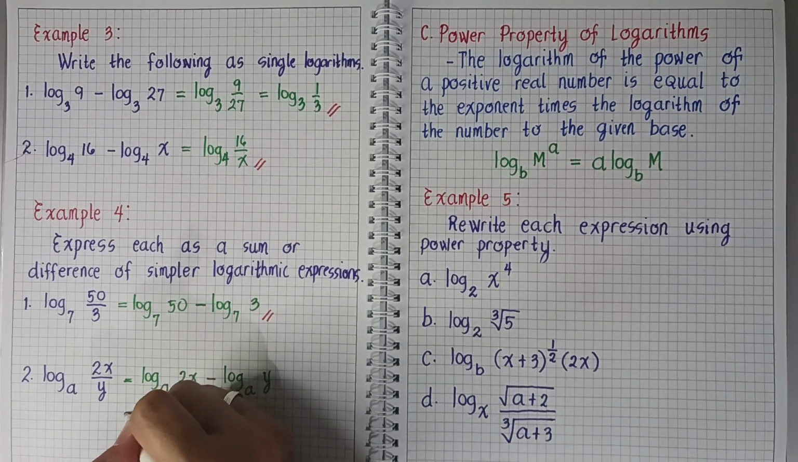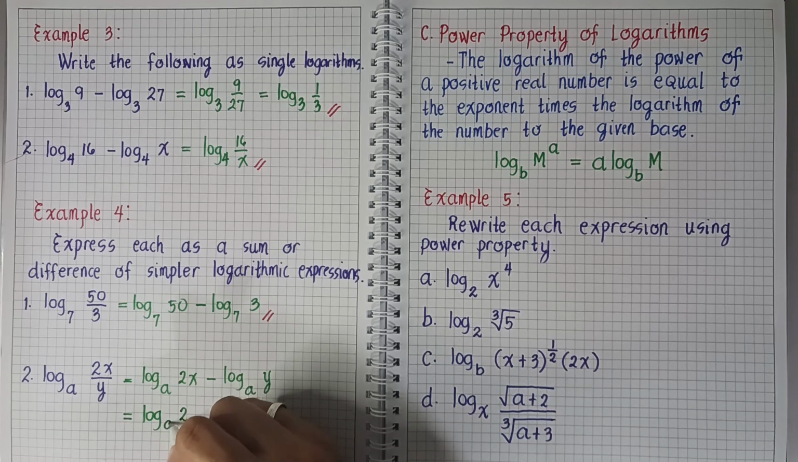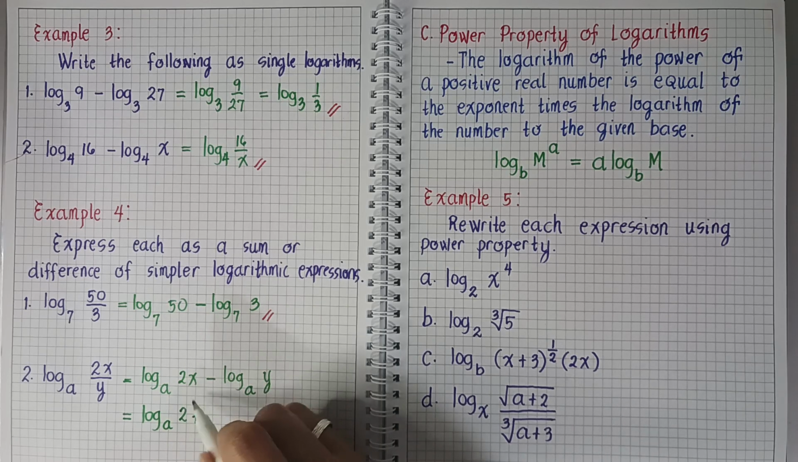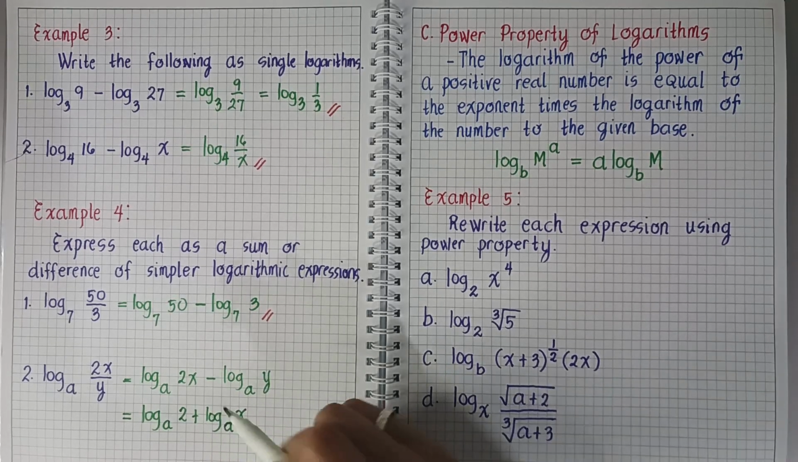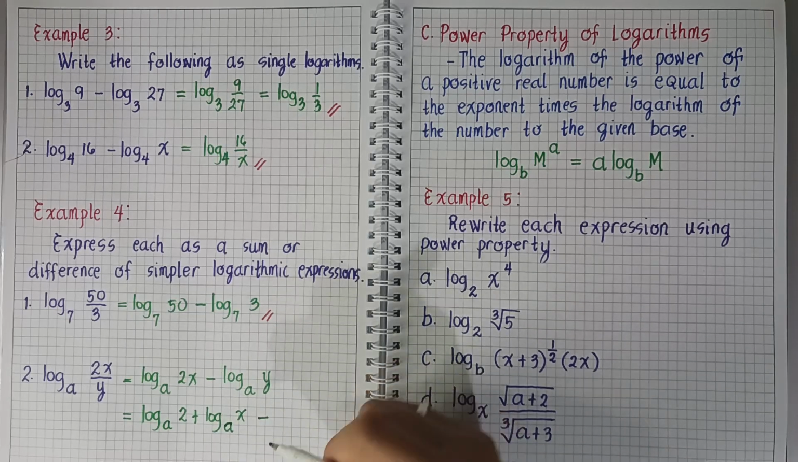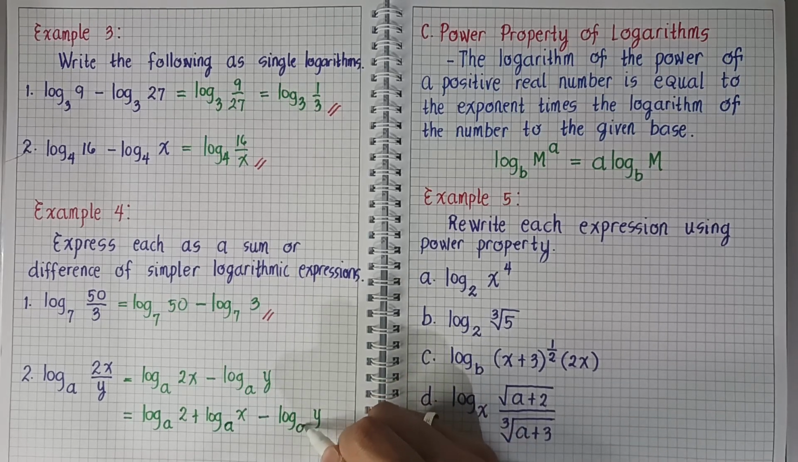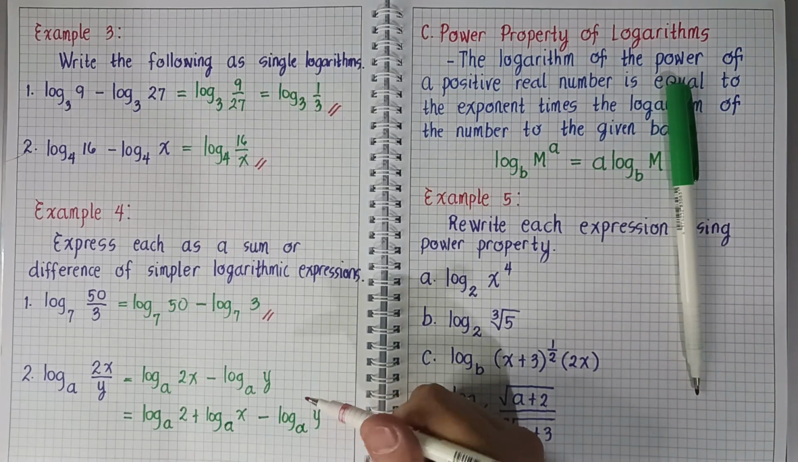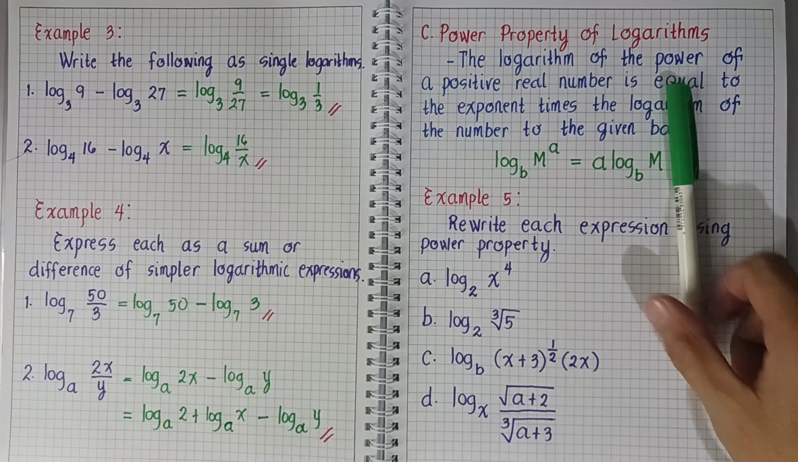Okay. So, this becomes the logarithm of 2 to the base a plus, kasi guys, ito, expand pa natin yan. Di ba sa product property? So, magiging addition yan. So, plus the logarithm of x to the base a. And then minus the logarithm of y to the base a. So, yan na yung final answer natin sa example number 4 and then number 2. Item number 2. Okay. Nakuha ba guys?